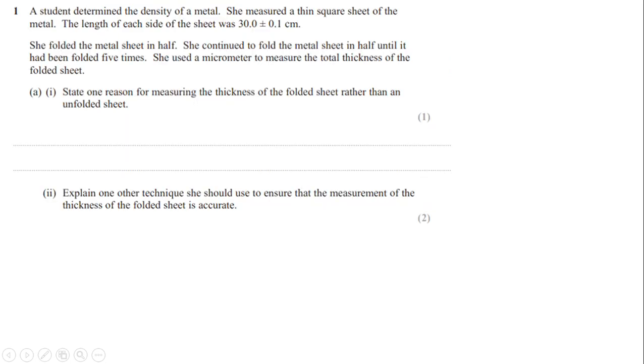A student determined the density of metal. She measured a thin square sheet of the metal. The length of each side of the sheet was 30 plus minus 1 centimeter. She folded the metal sheet in half. She continued to fold the metal sheet in half until it had been folded 5 times.